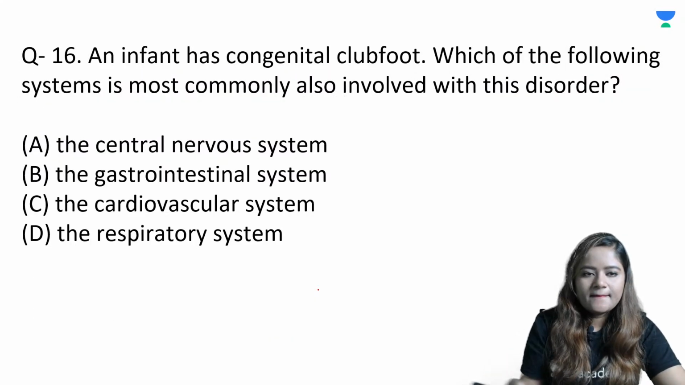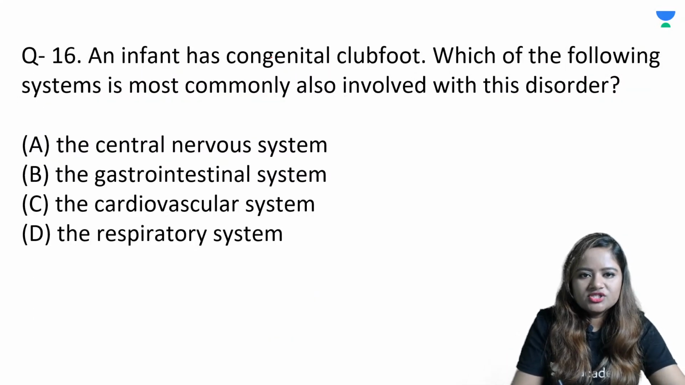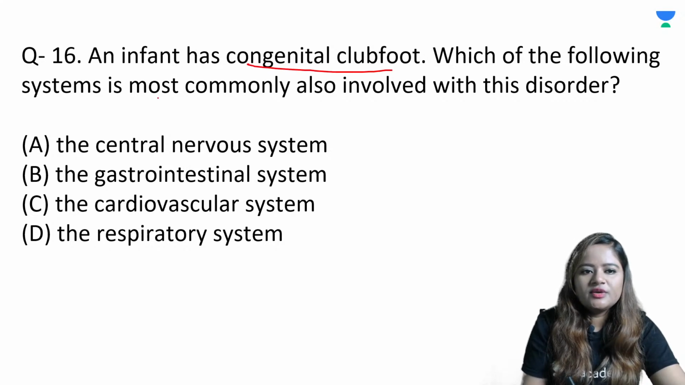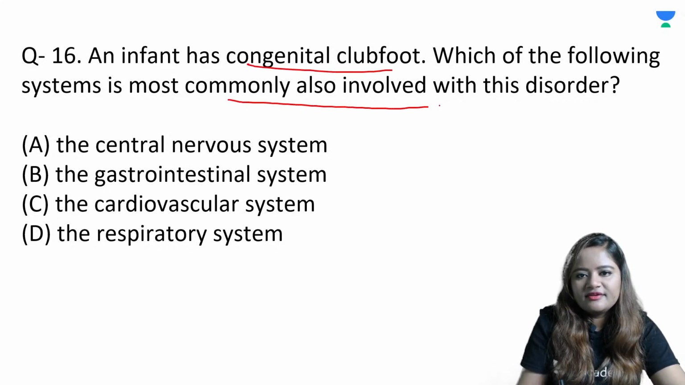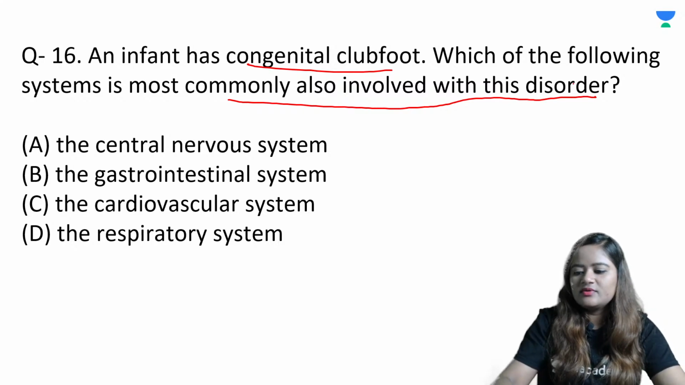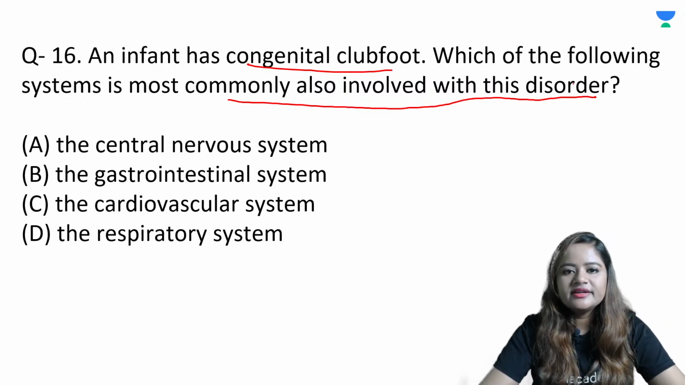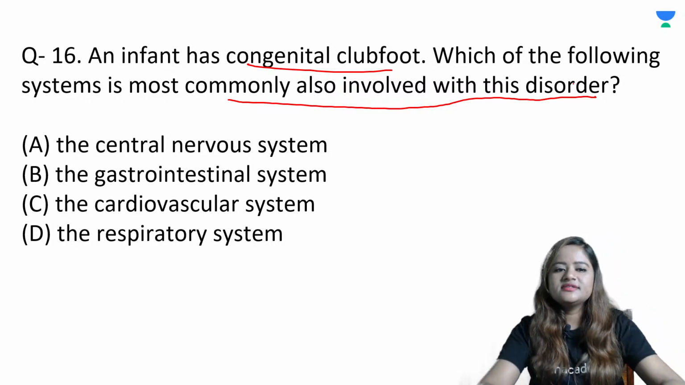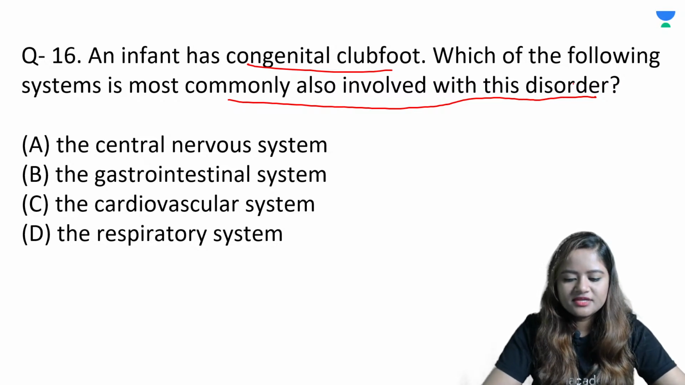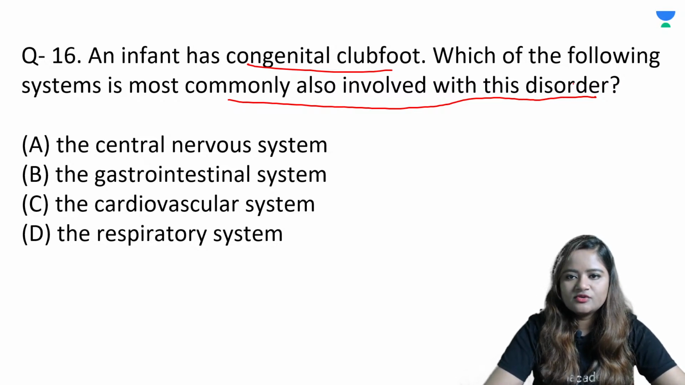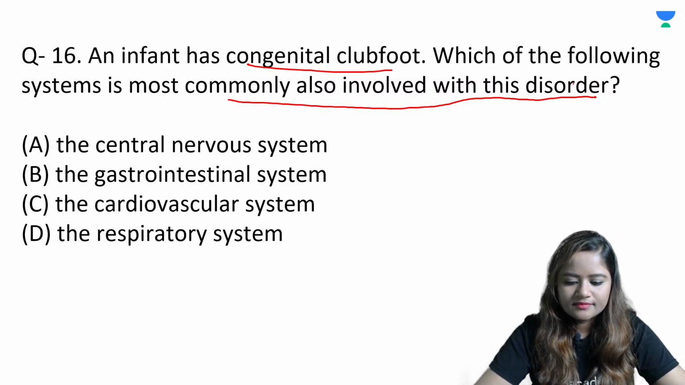Question number 16. An infant has got congenital club foot. Which of the following systems is most commonly involved with this disorder? Please think about it. Club foot is one congenital anomaly that is associated with many systemic complaints also. It can be a part of some syndrome as well. So which of these systems is most commonly involved if a person has got congenital club foot?